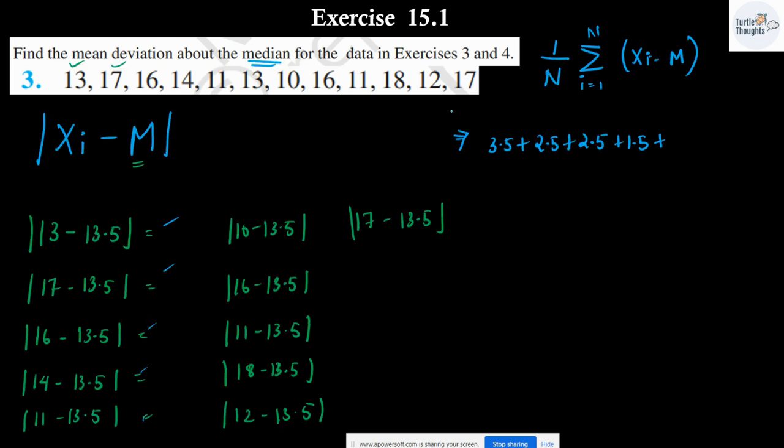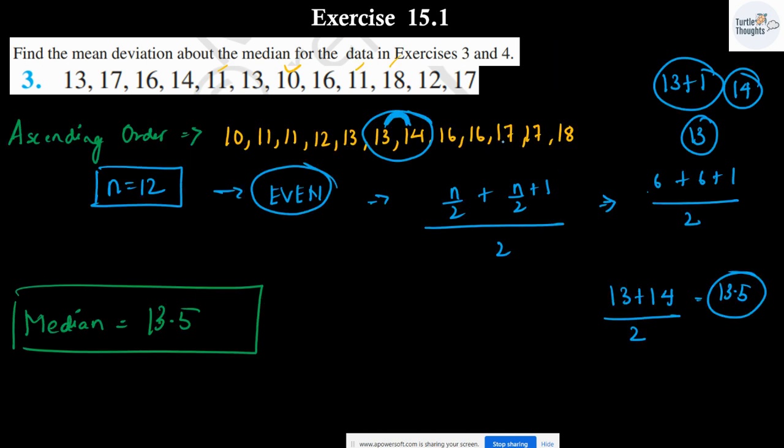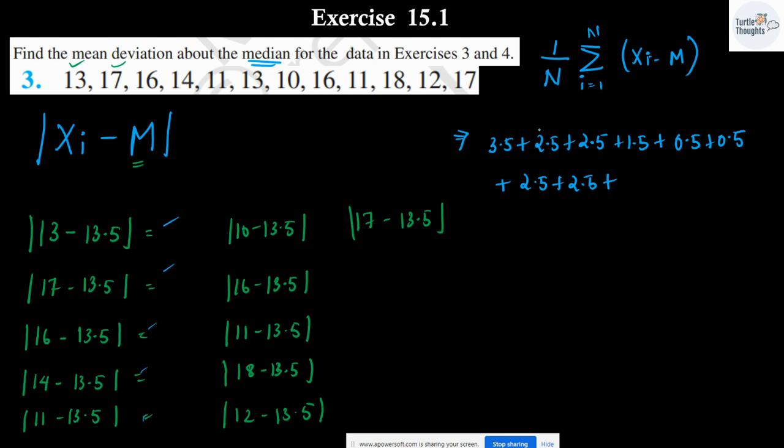Plus 13 and 0.5, it is going to be 0.5 plus 0.5 plus 16, it is going to be 2.5. 2.5 plus 2.5 plus 17 minus 13.5, we are going to get 3.5 plus 3.5, because we have two 17s. 18 minus 3.5, it is going to be 4.5. Now I need to add all of this and divide it with 12.